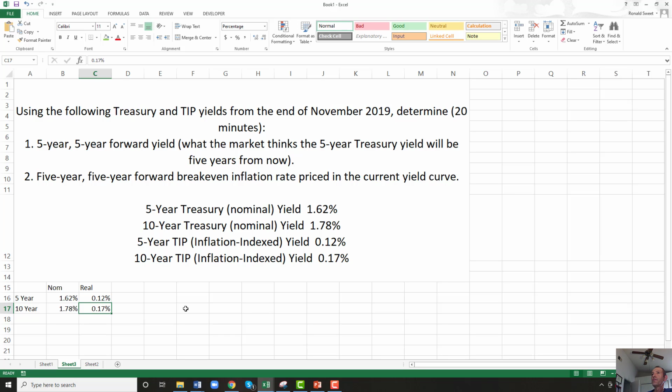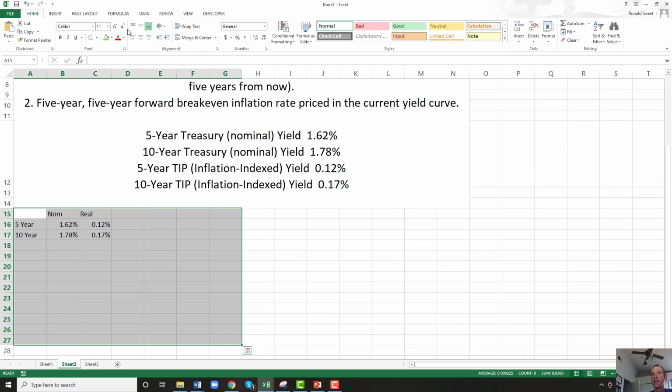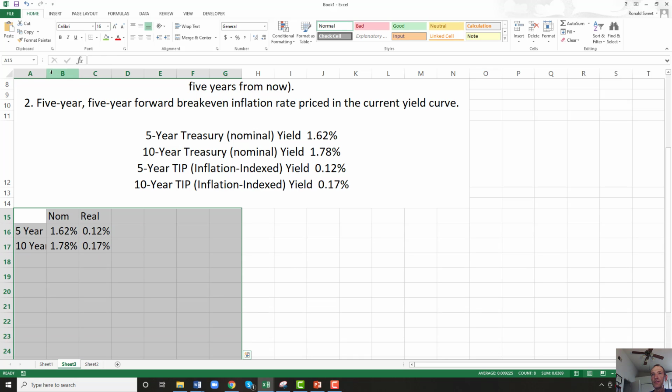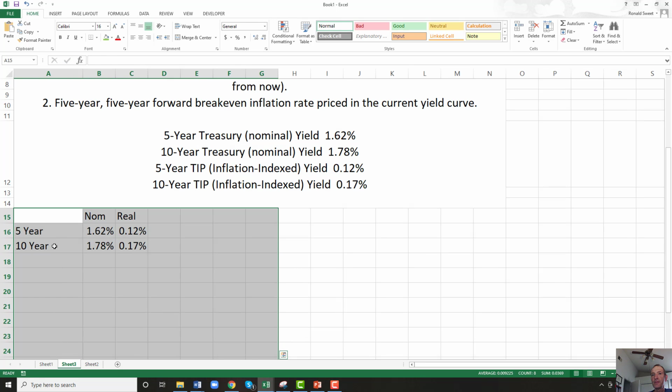April of 2020, right in the middle of COVID. It's hard to believe real yields were actually positive not that long ago. So that's pretty amazing. So there's our yields. So what do we do?